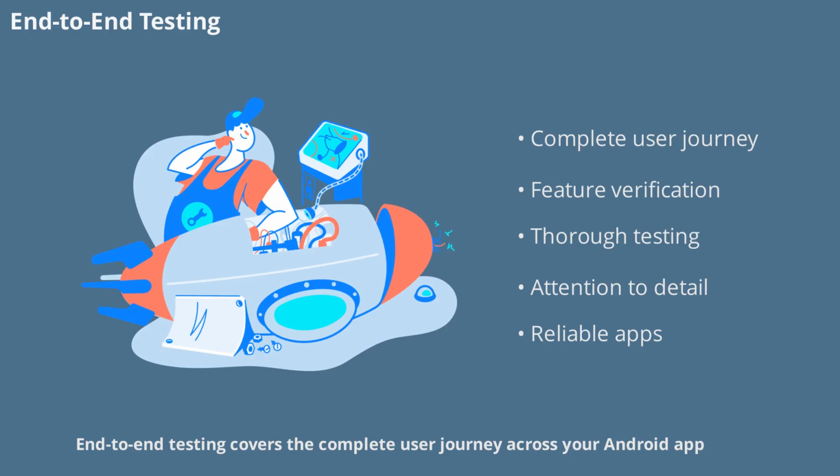End-to-end testing covers the complete user journey across your Android app. It ensures that all features work as expected from start to finish. Sharing your experience with end-to-end testing demonstrates your thoroughness and attention to detail in app development.